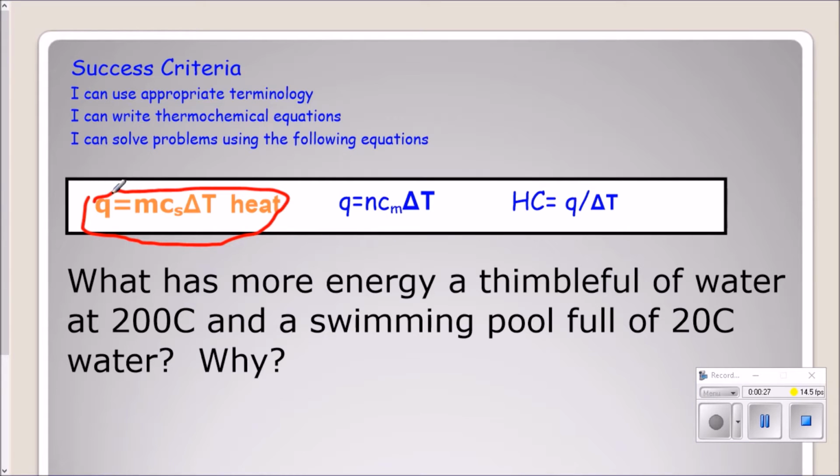Okay, so let's think about a question quickly here. What has more energy, a thimbleful of water at 200 degrees Celsius or a swimming pool at 20 degrees Celsius? Why? Let's think about this carefully. Write down your answer. If you chose the thimbleful of water, you're incorrect. Even though it's hotter, there's a lot less water.